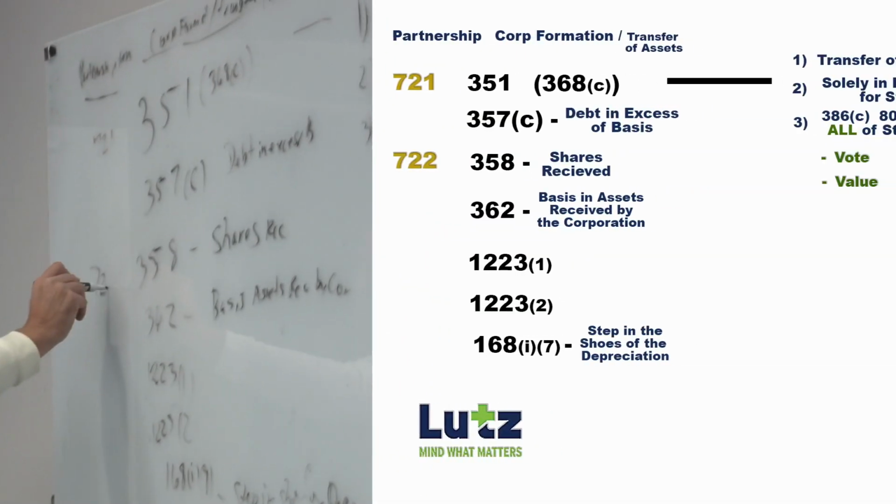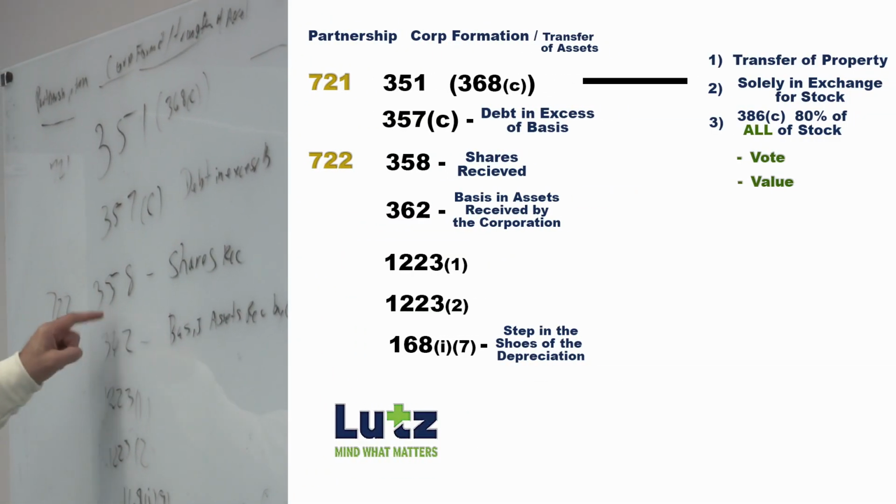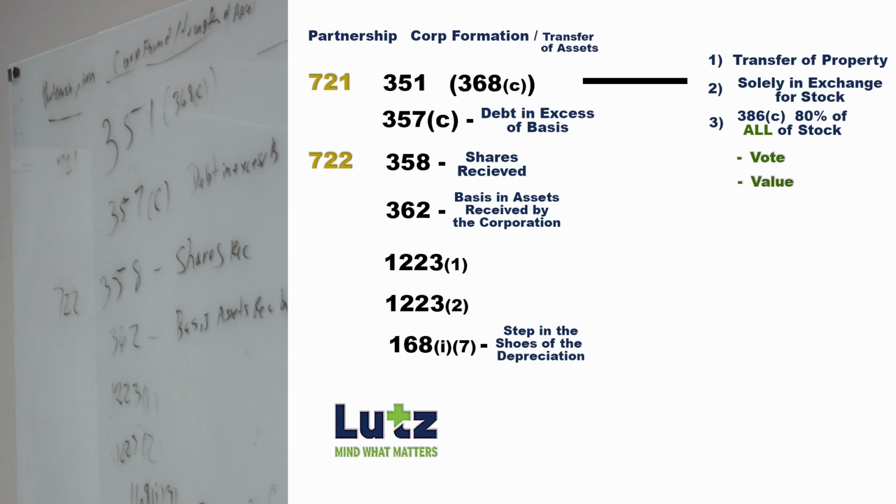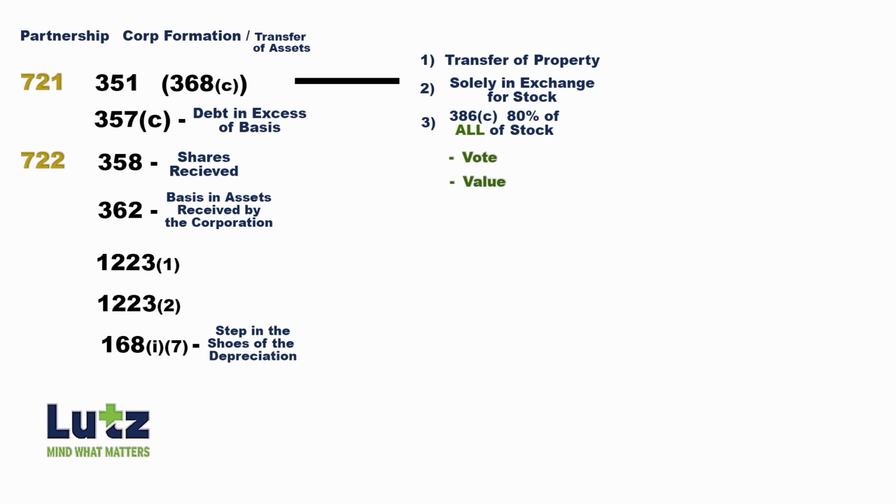358 and 722 are correlated because 358's basis in the shares, 722 is basis in the partnership interest. 723 is basis of the partnership has in the assets received. So 723 and 362 are correlated. Alyssa, do you think 1221, 1223, 1 and 2 apply equally to corporations and partnerships? Yeah. They do. It does, 100%.